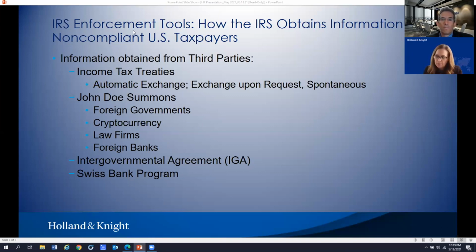And the request is for information on US taxpayers who have at least $20,000 of virtual currency transactions from 2016 through 2020. So again, the IRS is really focusing in on lots of these cryptocurrency transactions.